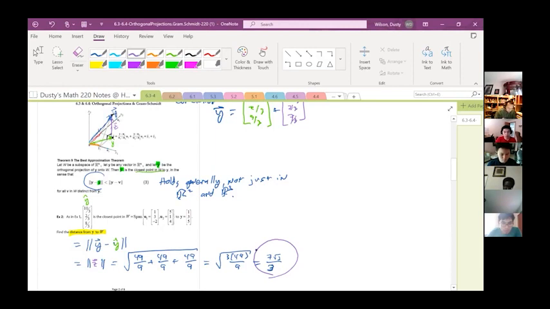Yeah, it's the length of Z. So you can imagine trying to find this length here. And that length would be 7√3/3. Thank you, Ben, Felix, and Abe.